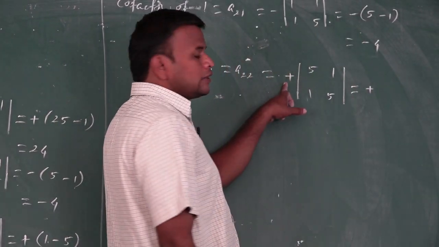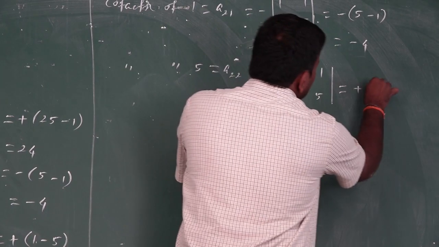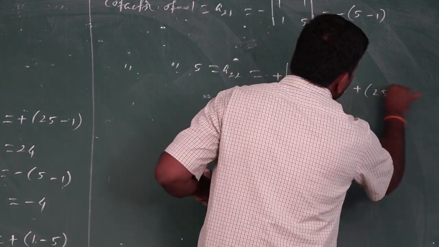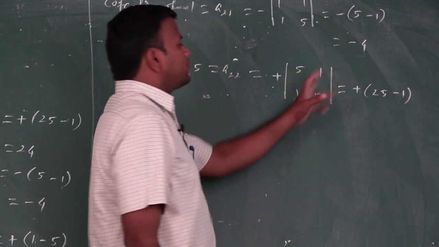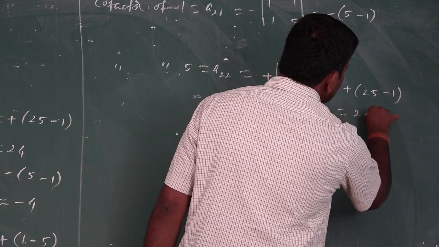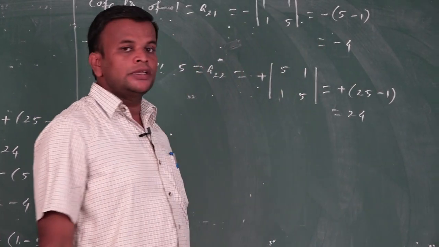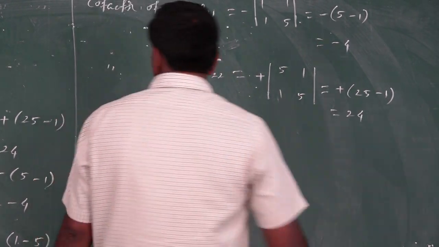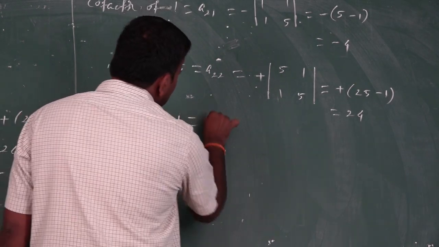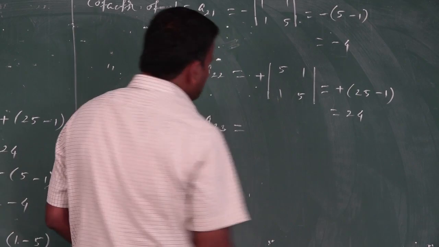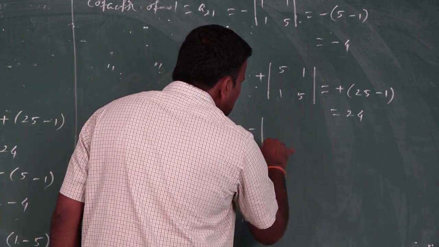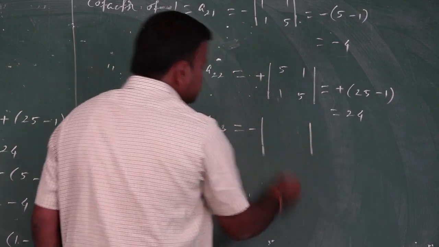So outside is plus. We multiply these two: 5 fives are 25. And 1 one is 1 with a minus. So the answer is 24. 25 minus 1 is 24. Next is the cofactor of the next element, 1, whose place value is A23. The sign of this number is minus.